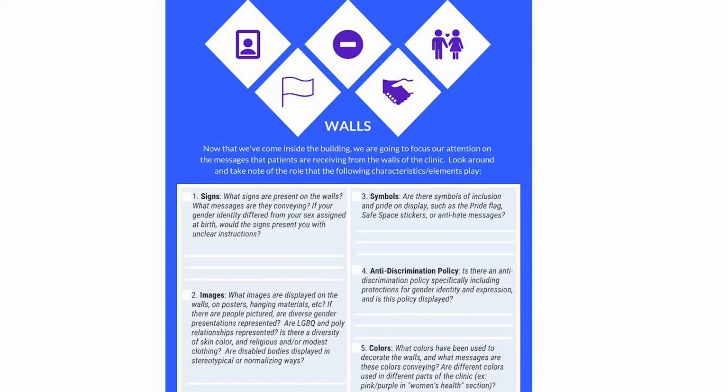Next, look for images. What images are displayed on the walls? On posters, hanging materials, etc. If there are people pictured, are they gender diverse? Are LGBTQ and poly relationships represented? Is there a diversity of skin colors and religious and/or modest clothing? Are disabled bodies displayed in stereotypical or normalizing ways? Number 3, look for symbols. Are there symbols of inclusion and pride on display, such as the pride flag, safe space stickers, or other anti-hate messages?